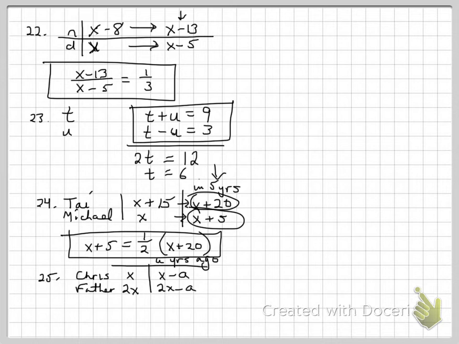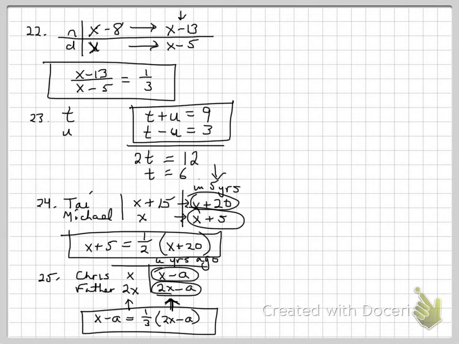Now we need an equation, so we have two sets of expressions for now and for a years ago. We need an equation based upon, let's see, a years ago he was. So we're going to worry right now about picking up these expressions. So let's read it again. A years ago he was 1/3. So what's the expression for Chris? X minus a. He was 1/3 as old as his father. What's the expression for father? 2x minus a. And then you would solve that.